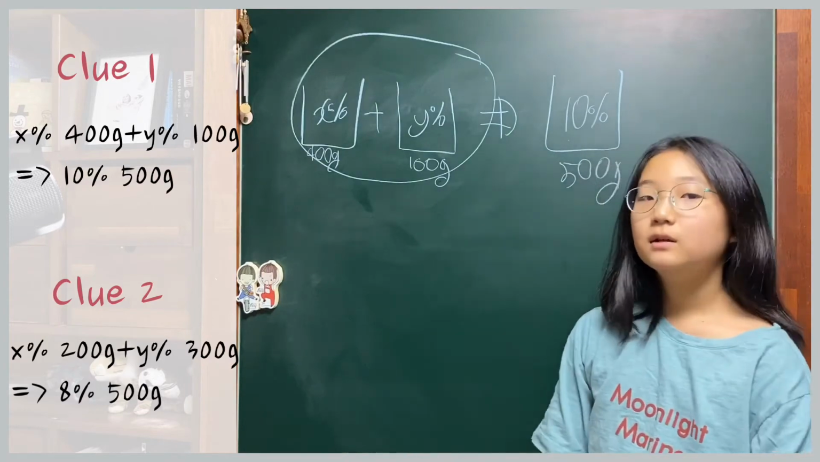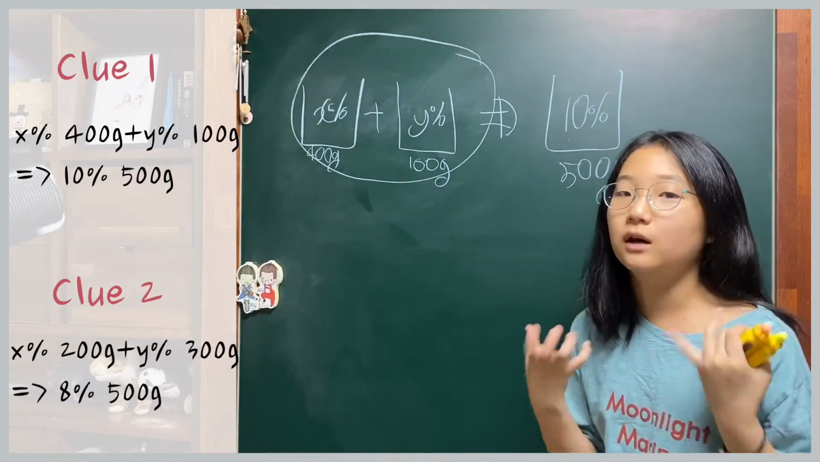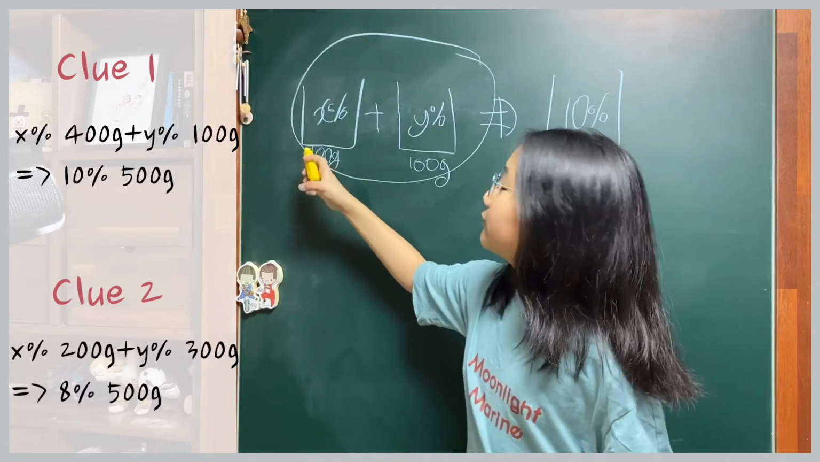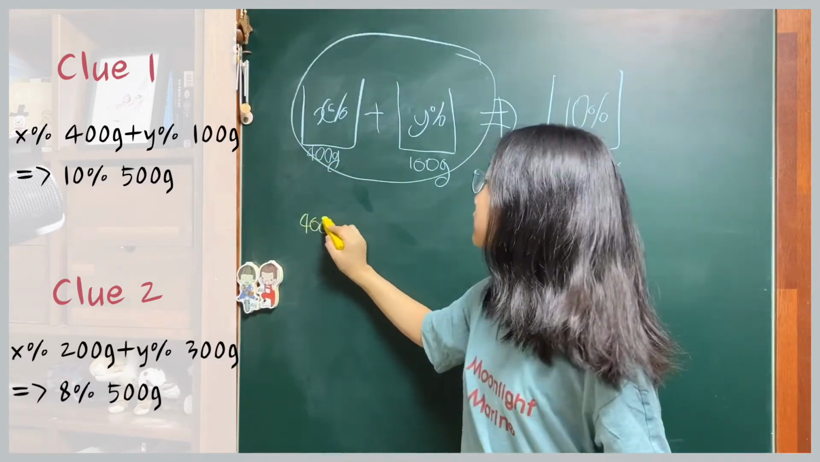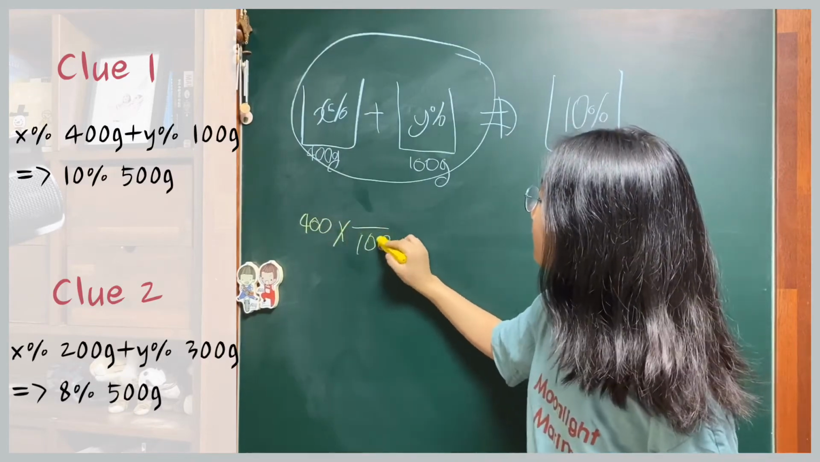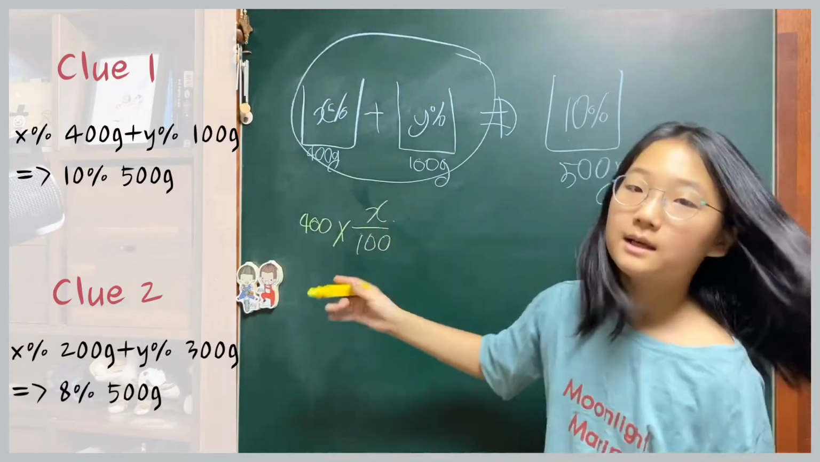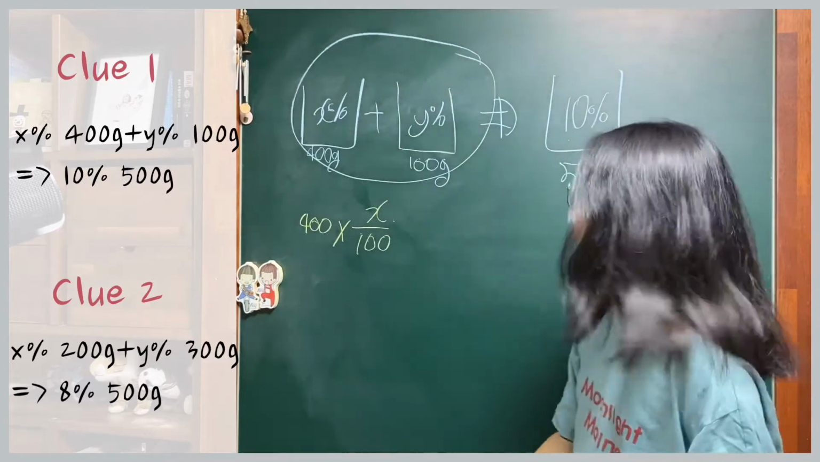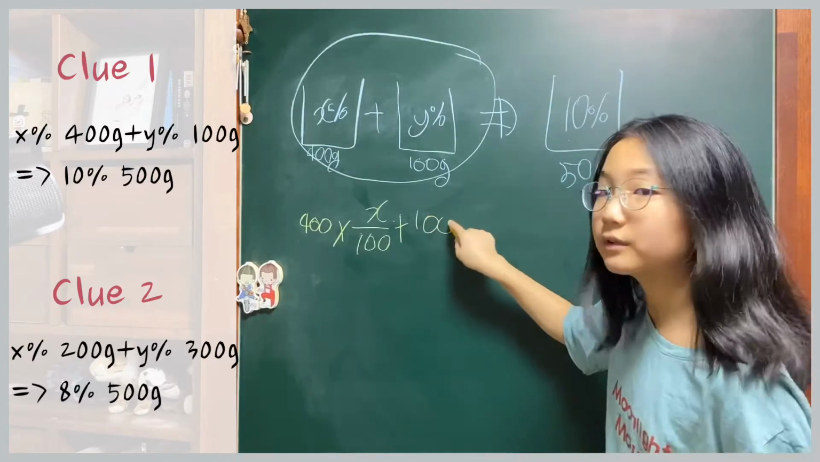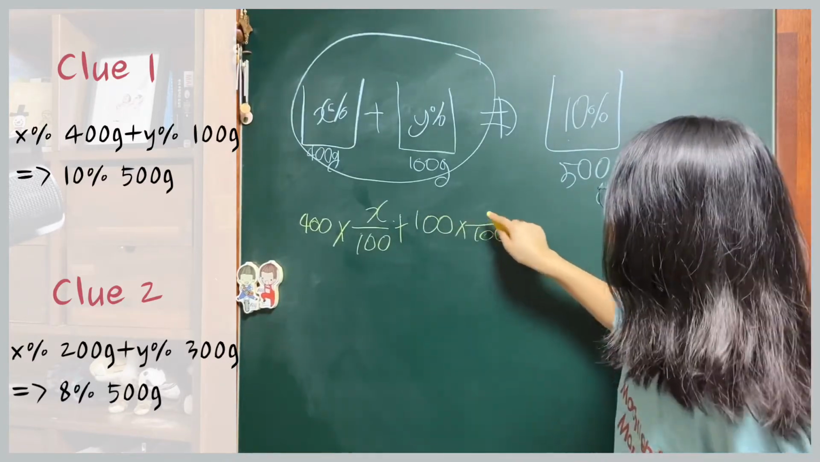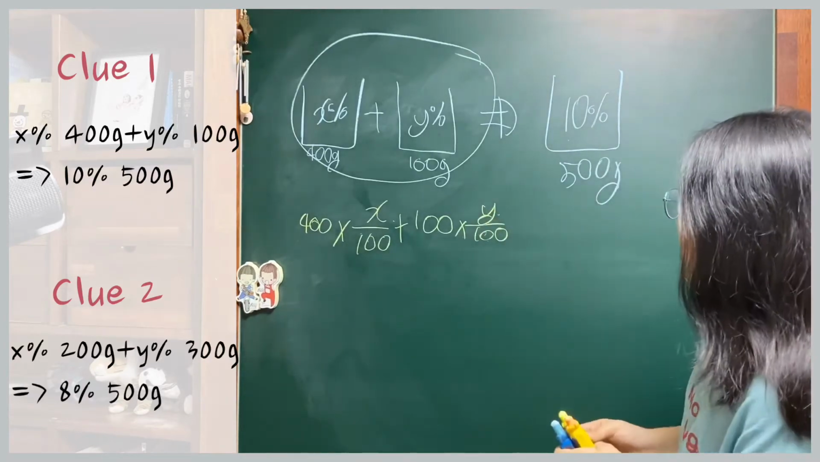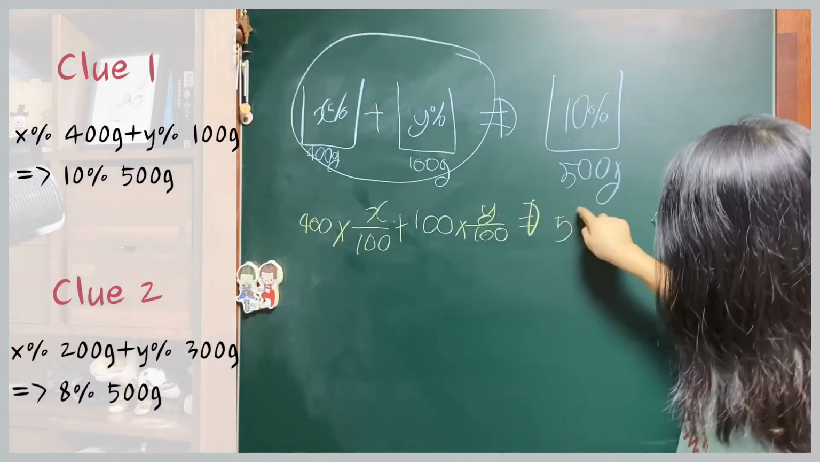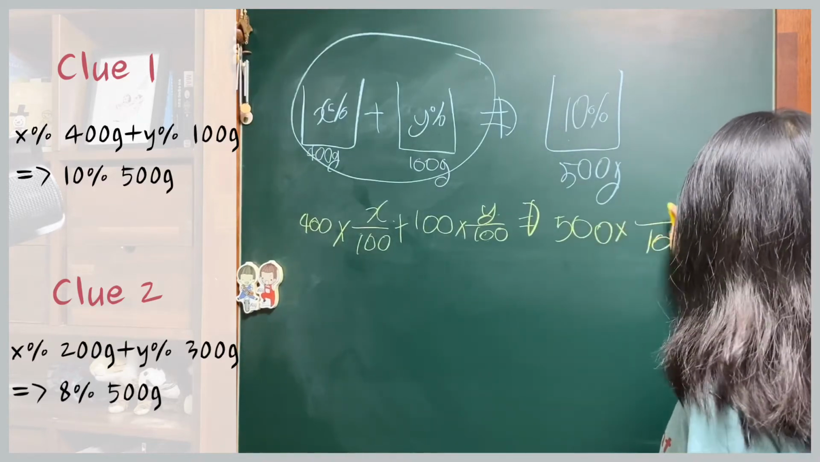What does this mean? To focus on the salts, the amount of salt that we have, I would like to do it like this. In 400 grams, we will have this amount of salt because x is the density. And then in cup number 2, we have a total of 100 grams, and y is the density. And then this becomes the total amount of salt. This is important. See, 500 grams with 10% of density.